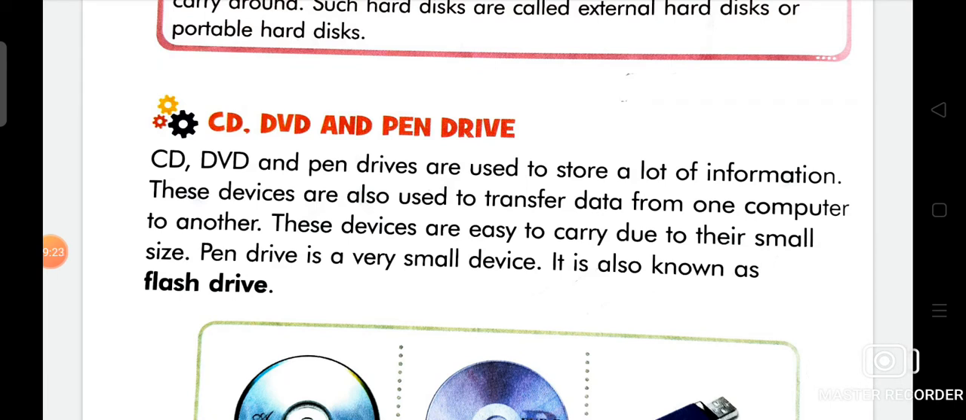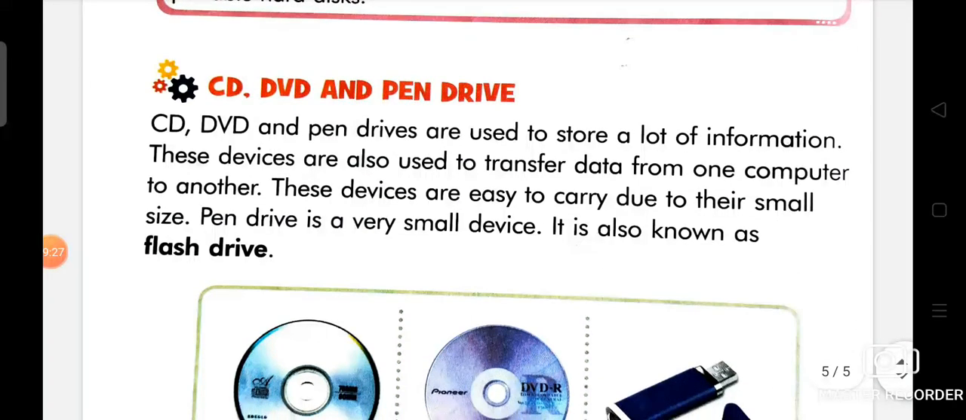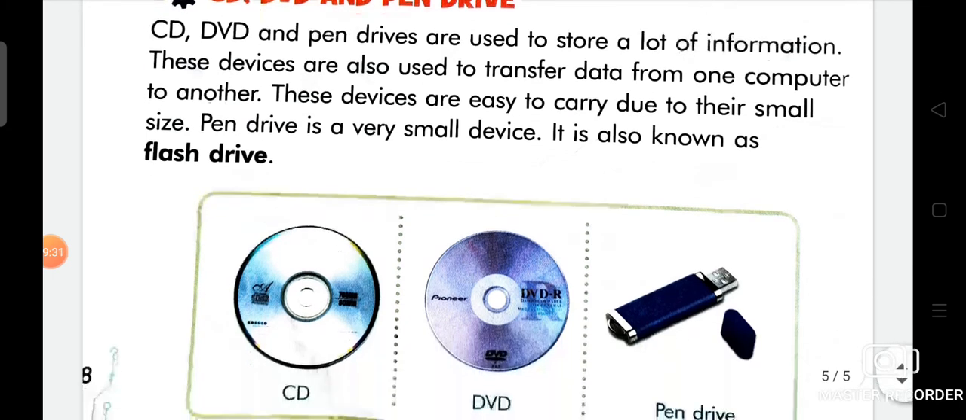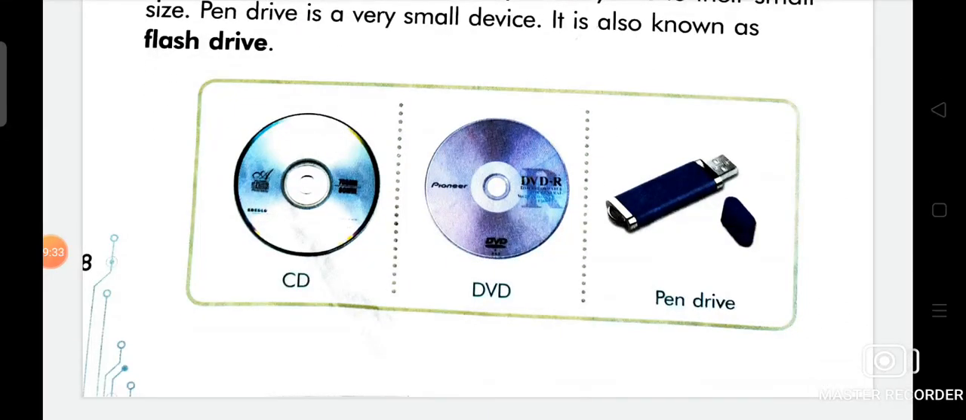Pen drive is a very small device. It's also known as a flash device. So students, you can see the picture of CD, DVD and pen drive.